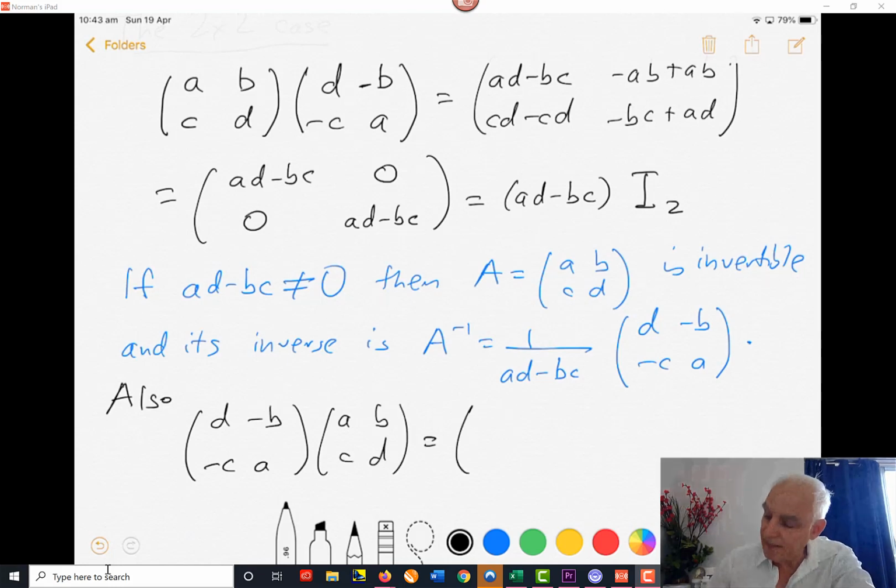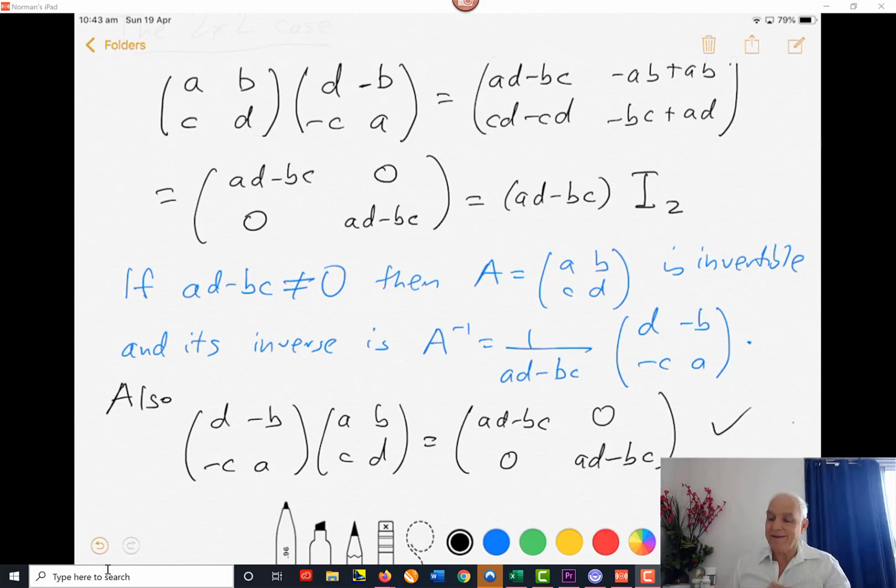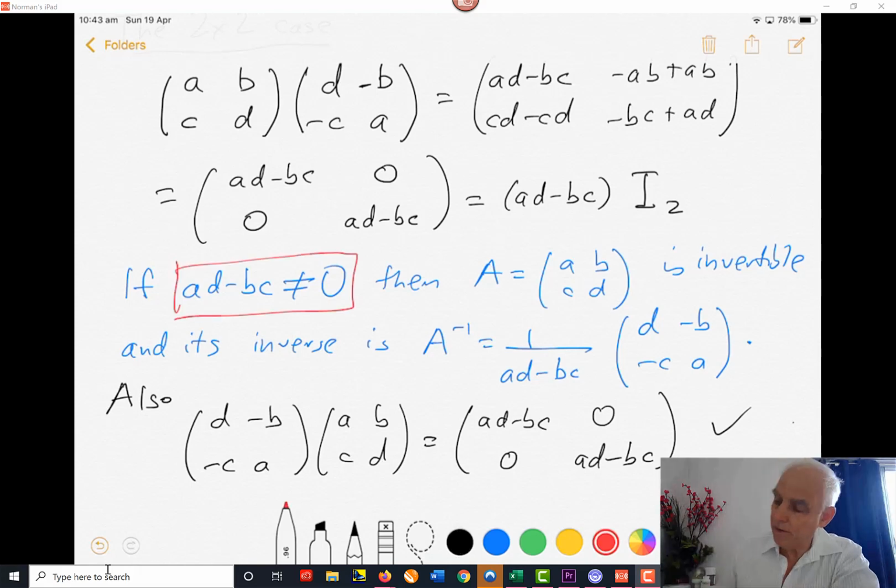Okay, top entry AD minus BC, good. Below it, minus AC plus AC, yeah, that's 0. Over there, DB minus BD, yes, that's 0. And minus BC plus AD, that's the same as AD minus BC. So yes, that actually is giving us both a left inverse and a right inverse. So that justifies this statement here.